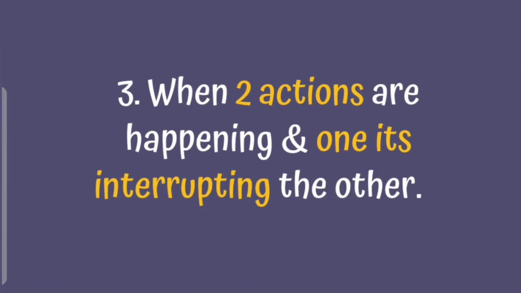And now let's go to case number 3. We have to use the indefinite past, el pasado indefinido, pretérito indefinido, in Spanish when we're talking about two actions that are happening at the same time, but one is interrupting the other. So in this case, the action that is interrupting the other, we have to put that action in indefinite past, okay? Let's see some examples so you will understand this better.